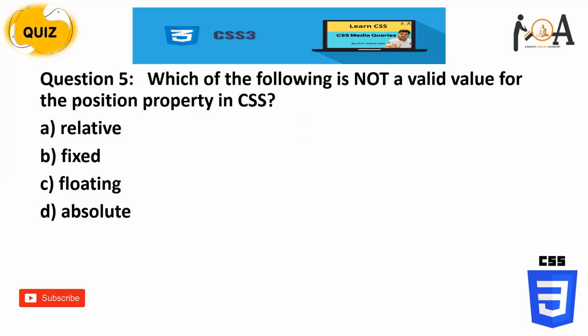Question number 5. Which of the following is not a valid value for the position property in CSS? Relative is a valid value, fixed is also a valid value, absolute is also a valid value, but floating is not a valid value for the position property. Thus option C is the correct answer. I hope we have learned about position. In that, relative is there, and there are fixed and absolute, but floating is not a valid value in CSS.